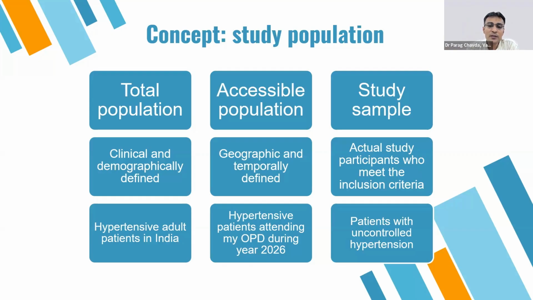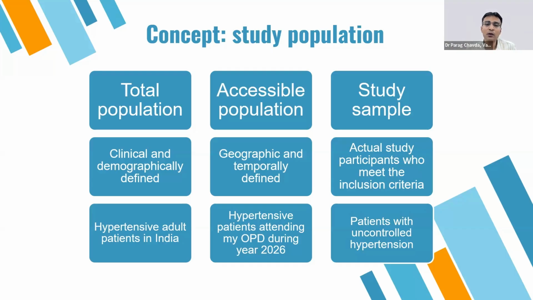So reference population, accessible population, and study sample. How do we usually describe this? We describe the total population in terms of clinical and demographic characteristics. For example, let's say the clinical characteristic is that the person is having hypertension, high blood pressure. Demography, we have mentioned that the person has to be an adult. So we are not talking about children here, right? So hypertensive adult patients in India becomes my reference population. Whatever be my study, I am primarily interested in this particular patient population. So whatever be my findings would probably be applicable to these people.